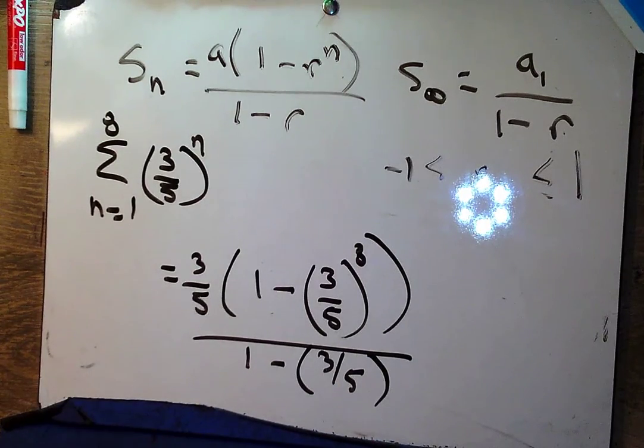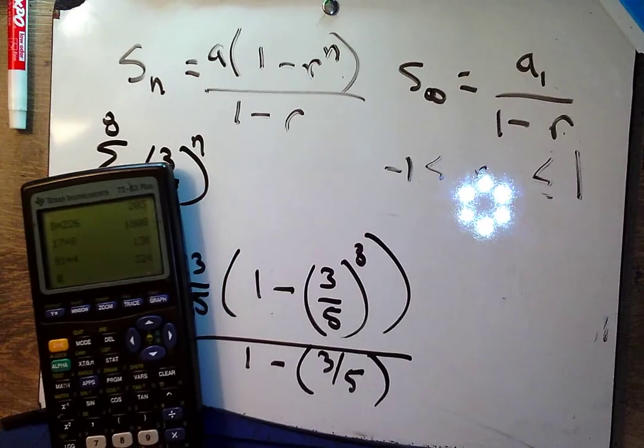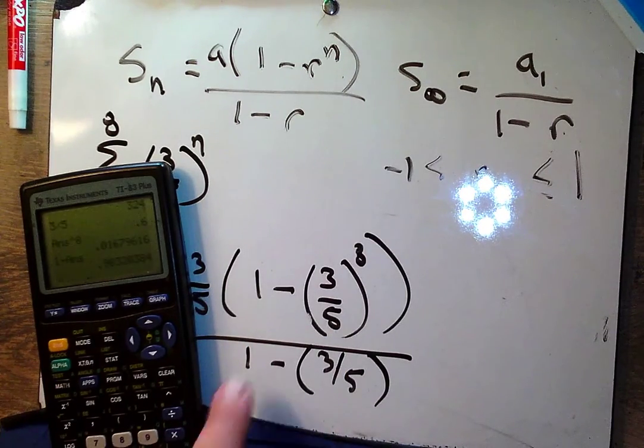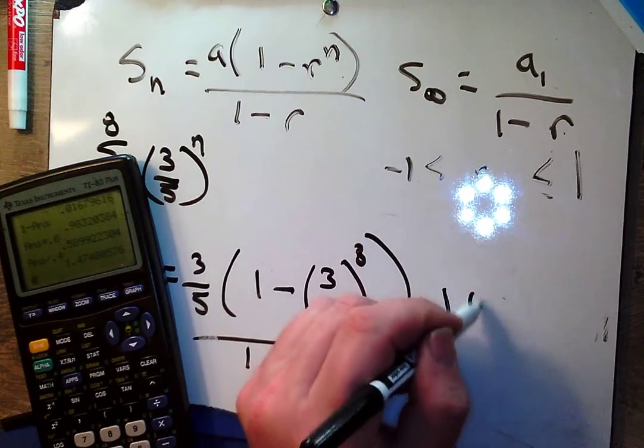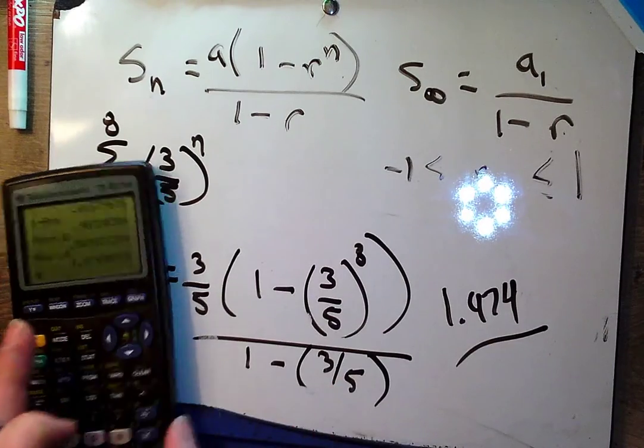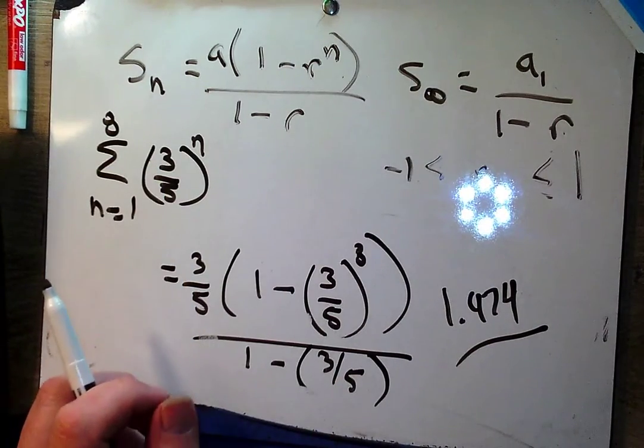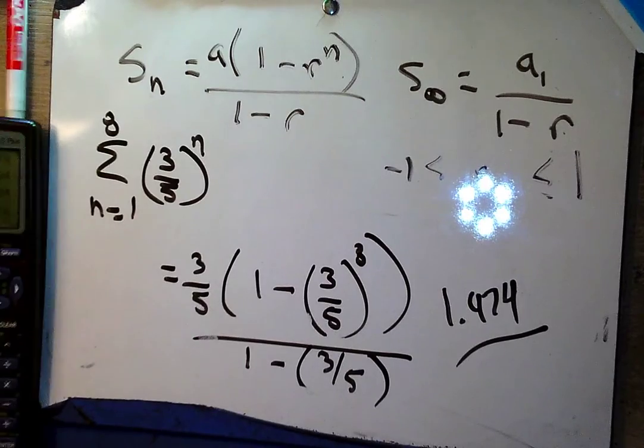Okay, so 3/5 raised to the 8th, 1 minus that number, times 3/5, divided by 5/5 minus 3/5 is 2/5, and 2/5 is 0.4. I get 1.474 as my sum. Okay, B.